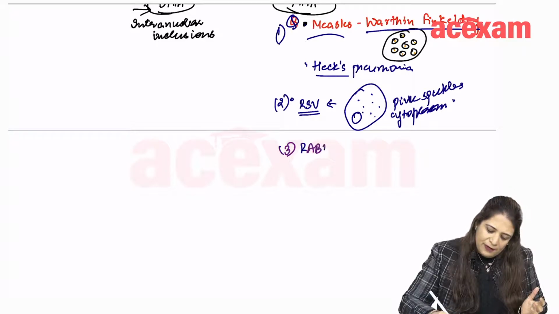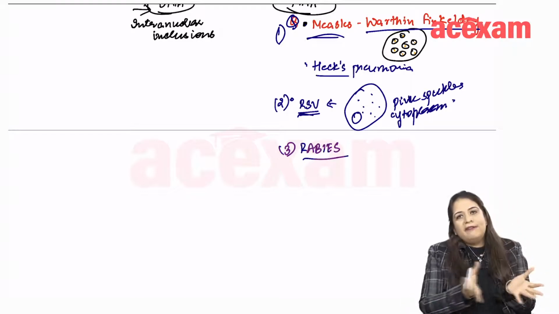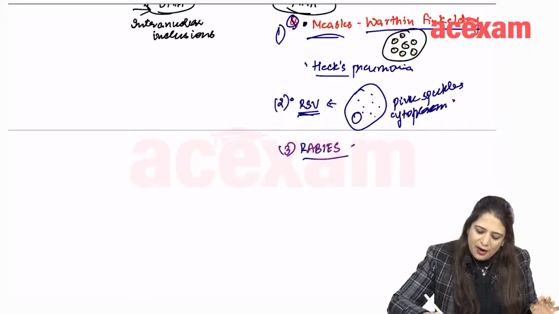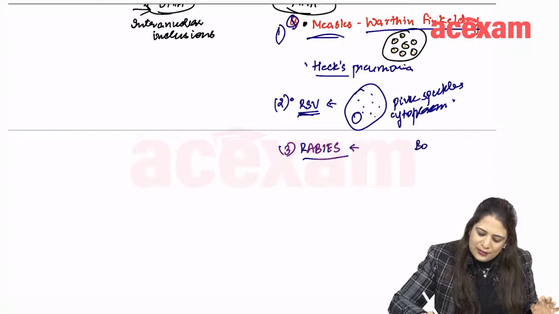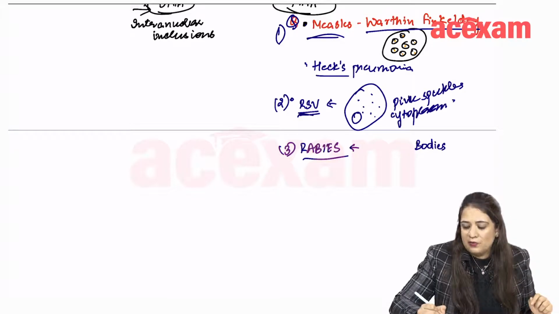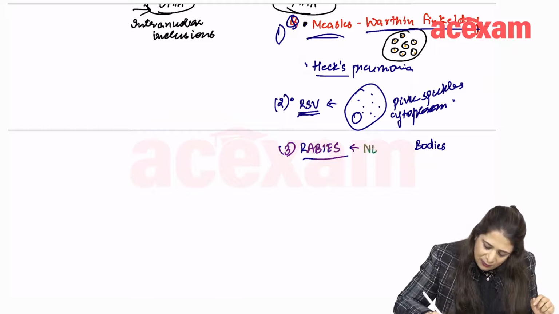rabies is an RNA virus. So these three examples, if you remember, for RNA viruses, everything else comes under the DNA viruses, the nuclear inclusion. The rabies virus shows certain bodies in the cytoplasm of the nerve cells it infects. What are those bodies known as? They are known as Negri bodies.